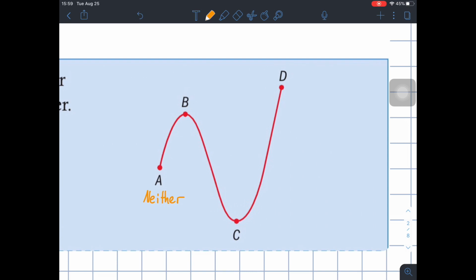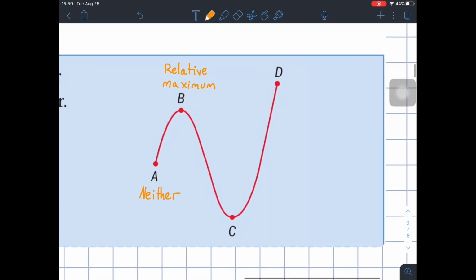Neither. Then what about point B? We see that point B is actually a relative maximum point, right? Because the function is increasing here and then it starts to decrease. And if we draw a tangent through point B, we would have a horizontal line which has slope 0. So all of the conditions are met for this point to be a relative maximum. But it is not an absolute maximum. Why? Because there's a point D which is above point B. So we cannot conclude that this point is an absolute maximum, but rather it's a relative maximum. Okay, so relative maximum point.